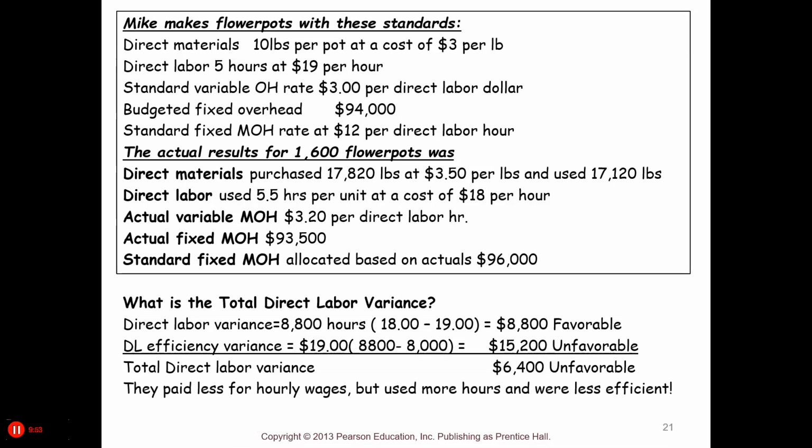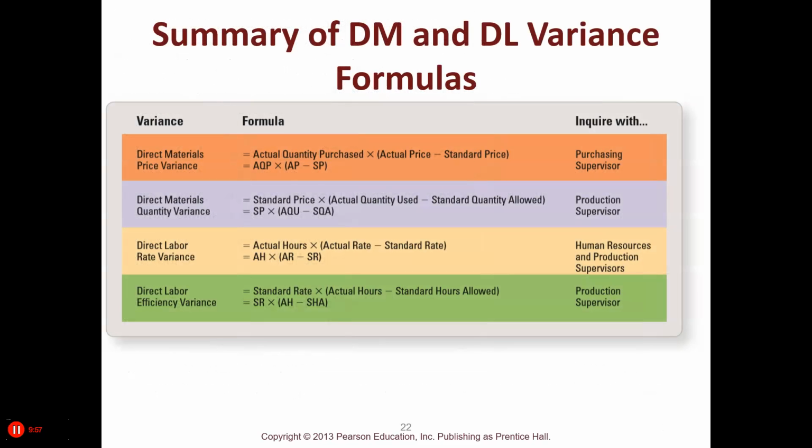So where do we go? When we have direct material variances, it's the purchasing supervisor. If we have direct material quantity variances, it's usually the production supervisor. If we have direct labor rate variances, it's usually human resources and the production supervisors because they made a decision to get cheaper labor. And the direct labor efficiency variance, again, would be that production supervisor.